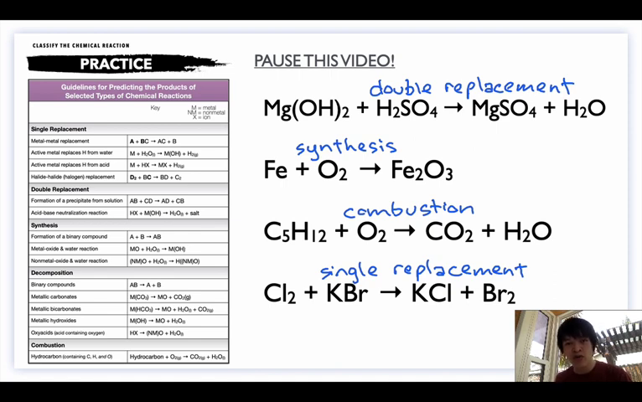And I have more examples for you to try. I actually want you to try it to see if you can classify the type of reaction based on what the chemical equation looks like.